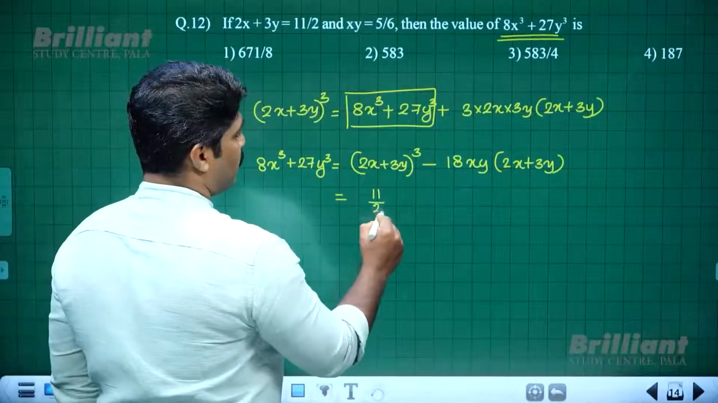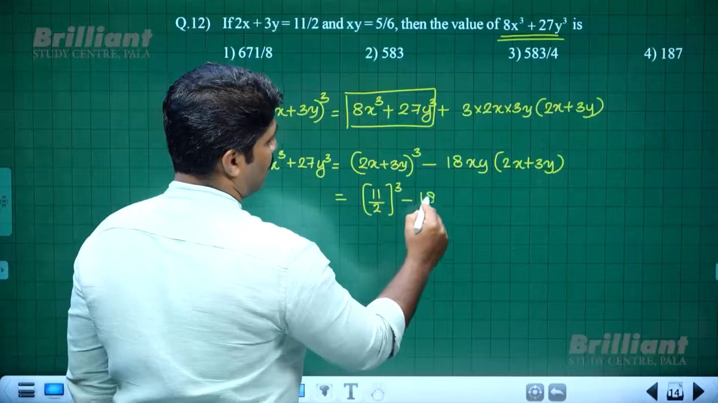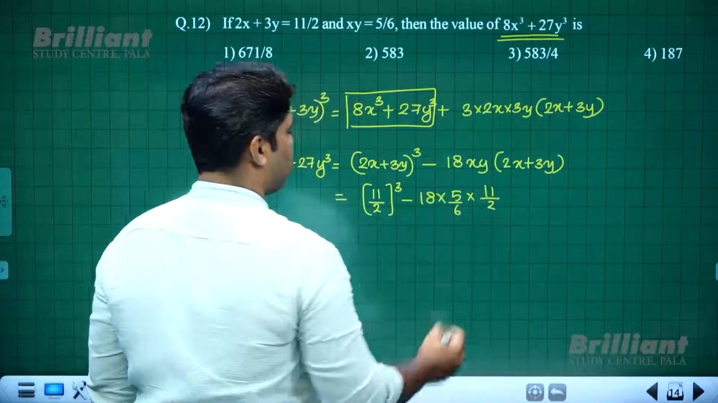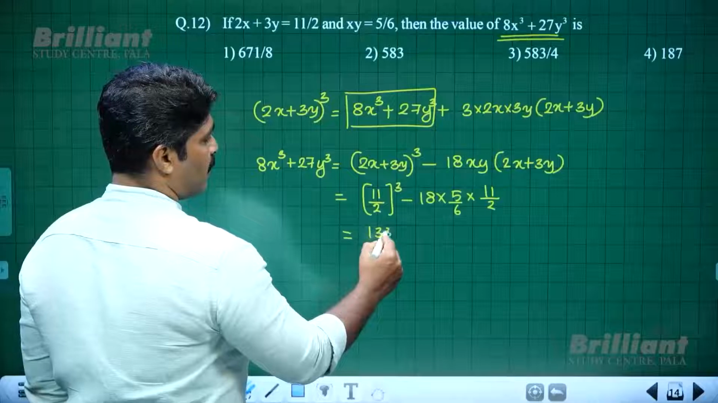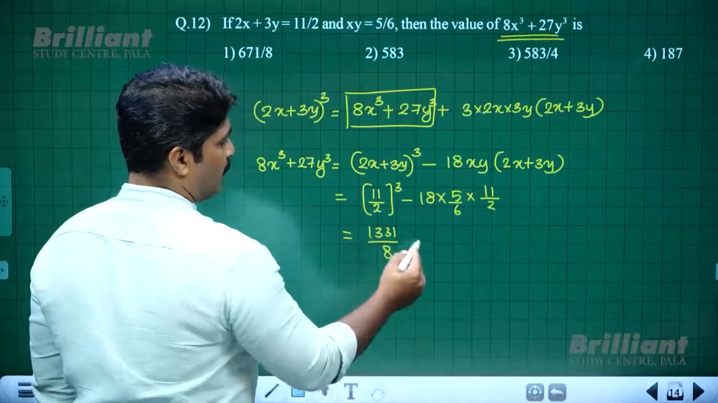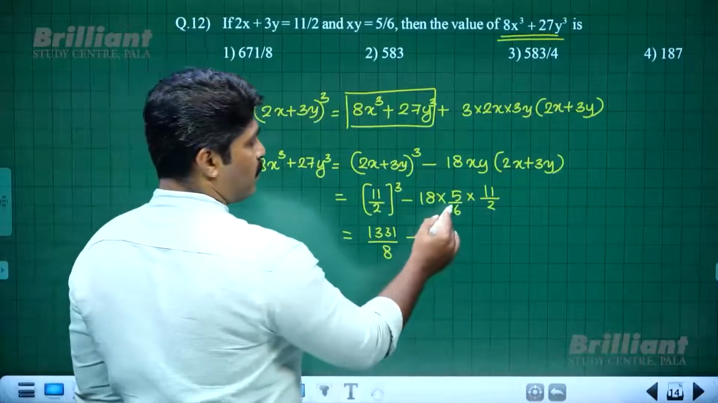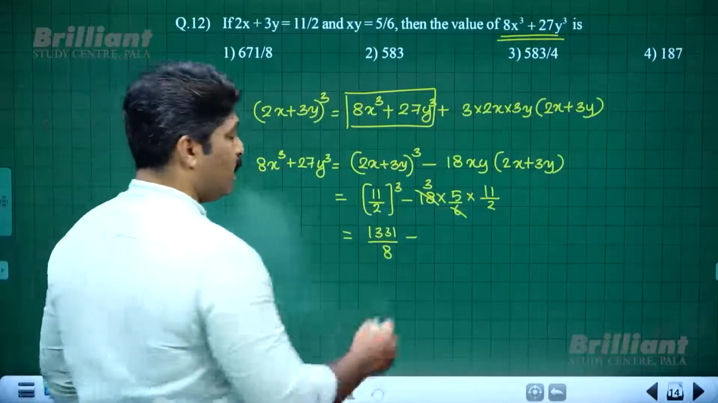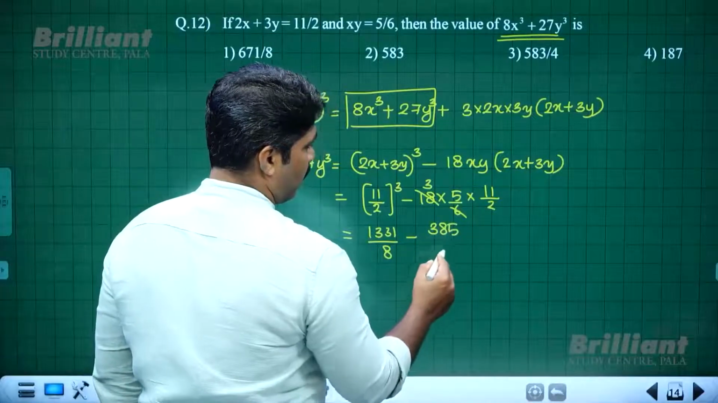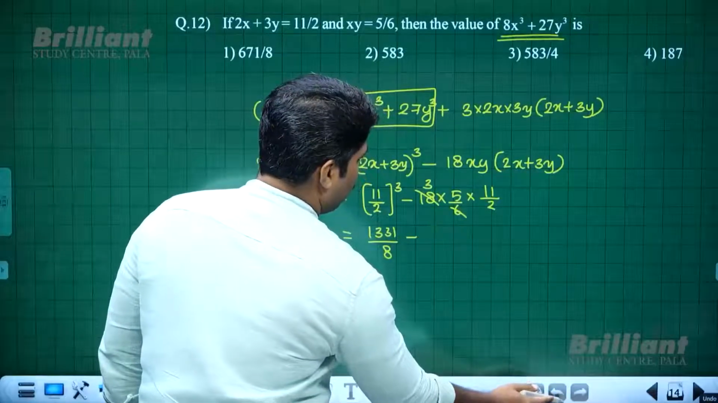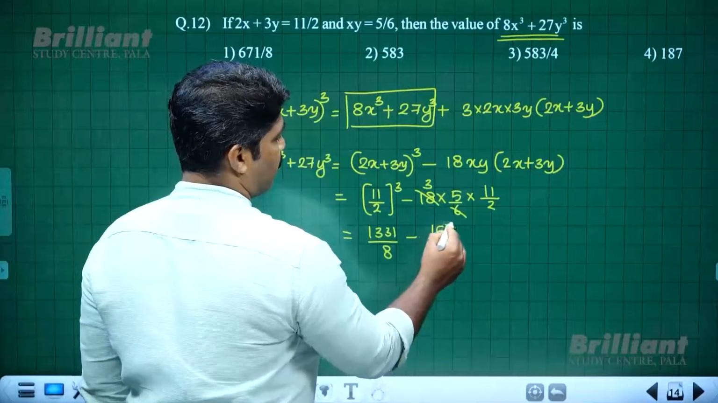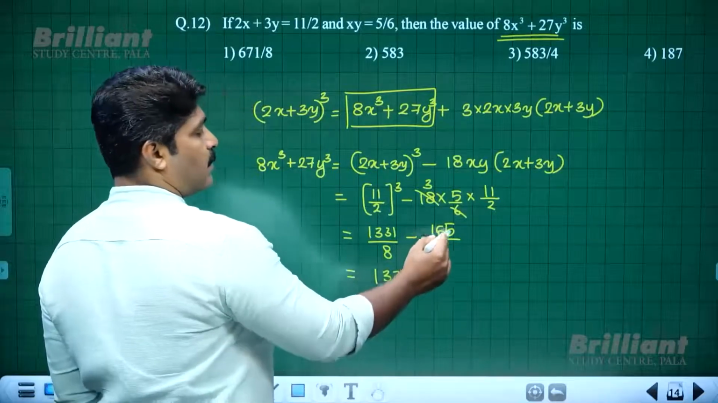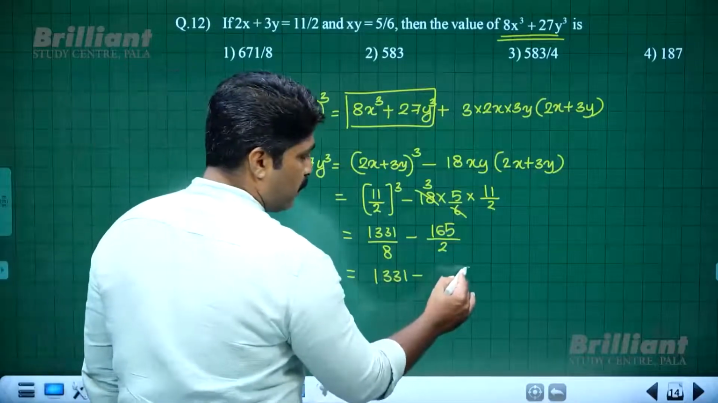So this is 11 by 2 the whole cube minus 18 into xy, that is 5 by 6, into 11 by 2. Simplify this one. This is 1331 by 8, since 2 cube is 8. Simplifying the second term, it is 15 into 11, that is 165 by 2. So this is 1331 by 8 minus 165 by 2. Just multiply it by 4: 8 by 4, and 165 into 4.